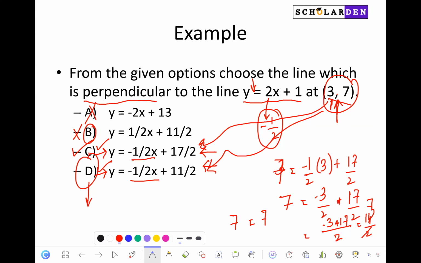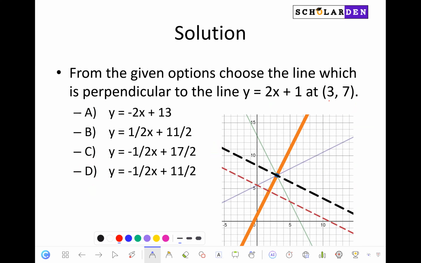Right, so this is what this looks like. This is your point 3, 7. And for example, this is your line y is equal to 2x plus 1. Can somebody quickly determine that? This orange line is actually y is equal to 2x plus 1, because it is only this line which has an intercept low along the y-axis. So we know that this is our line y is equal to 2x plus 1.